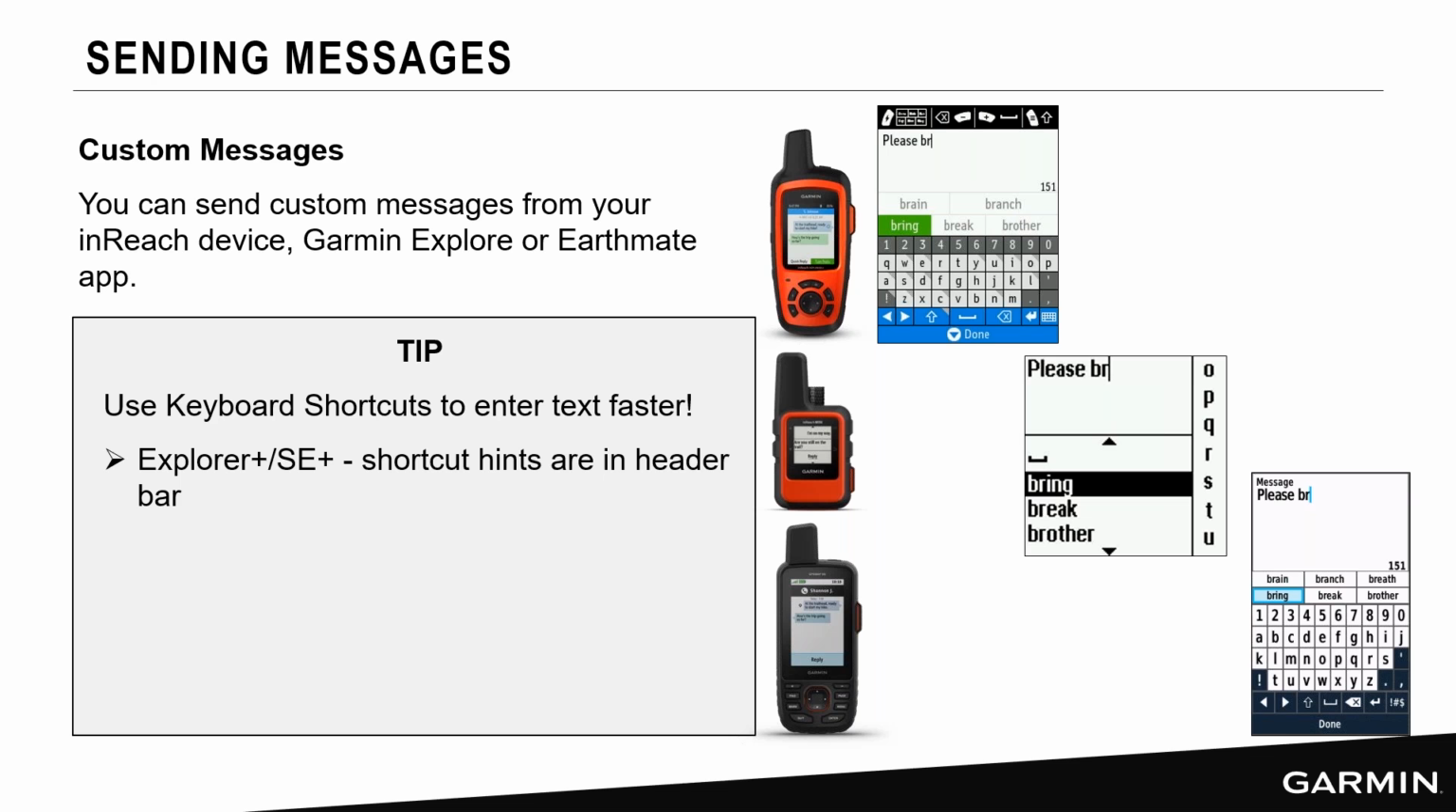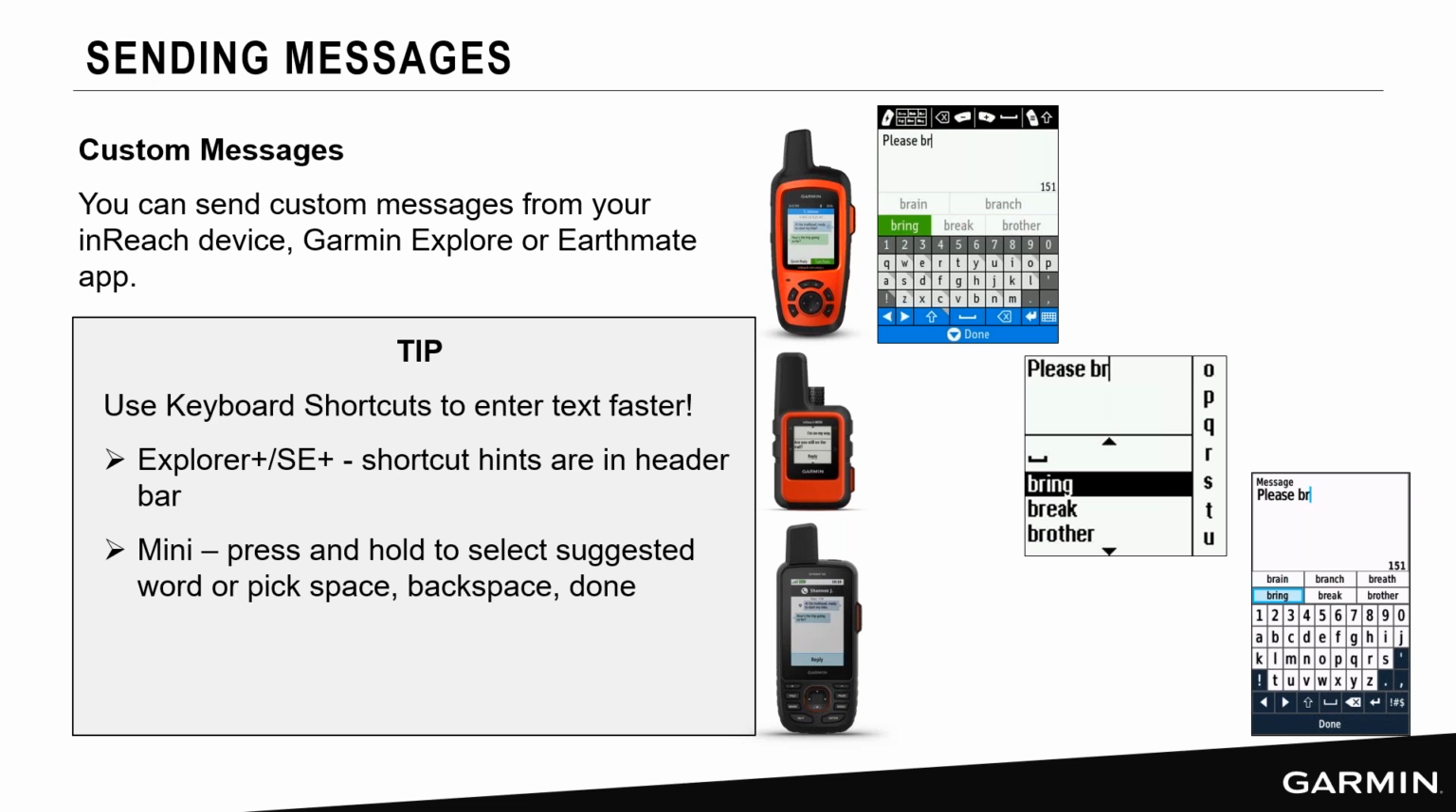For example, the inReach Explorer Plus has shortcuts listed in the header bar, the lightning bolt to select the suggested word. I typed BR and it suggested bring, and yes, that's what I was trying to type. It also has the minus for back, the plus for space, and the menu is the shift option.